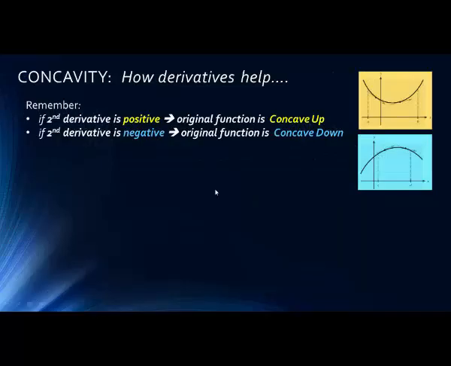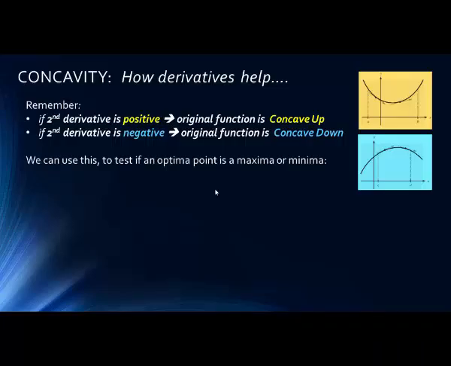Here are some reminders about all this we learned and how it all fits together. If the second derivative is positive, the original function is concave up. This is the spoon that holds whatever you're eating, maybe a scoop of ice cream. If the second derivative is negative, the original function is concave down, and a negative spoon means that your ice cream falls in your lap, and that's kind of sad.